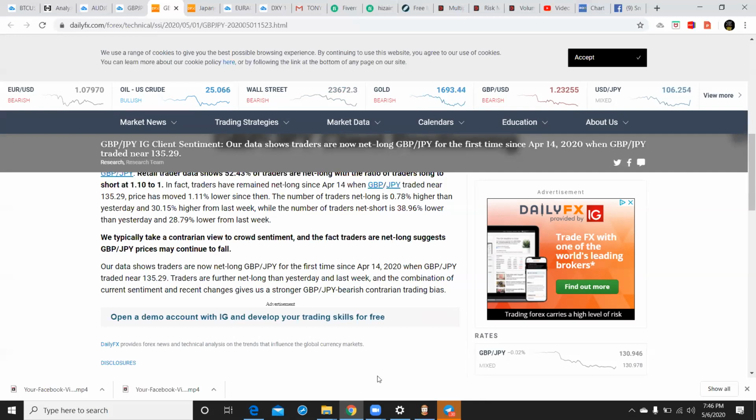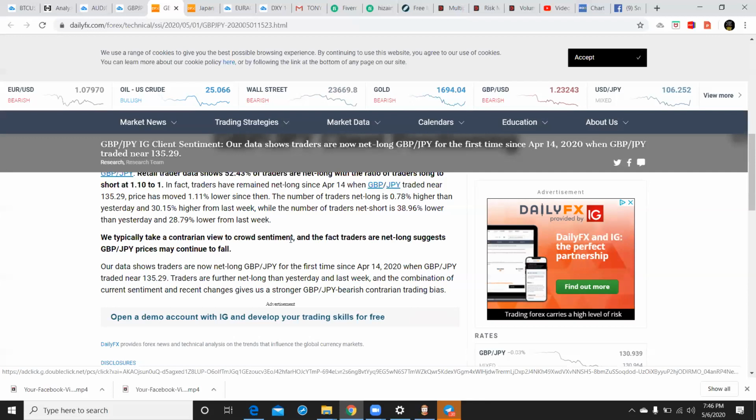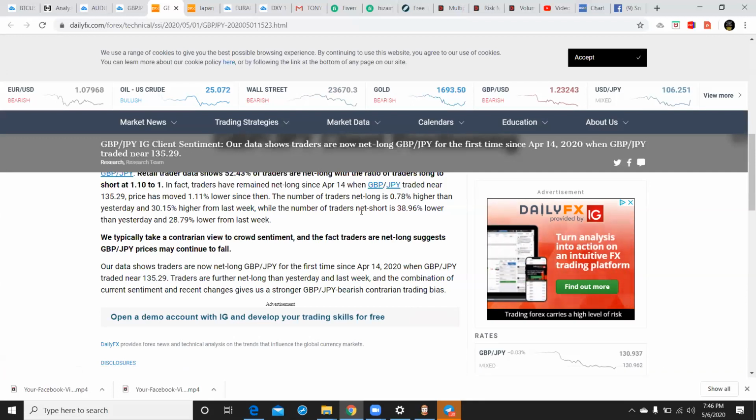Let me ask, how many people in the group have gotten a trade, got stopped out, just to see the next bar, the next few candles, go like 100 pips in your direction? Anybody had that happen?